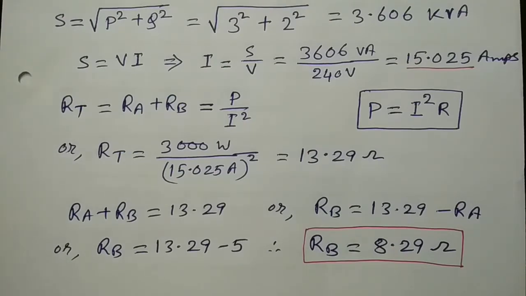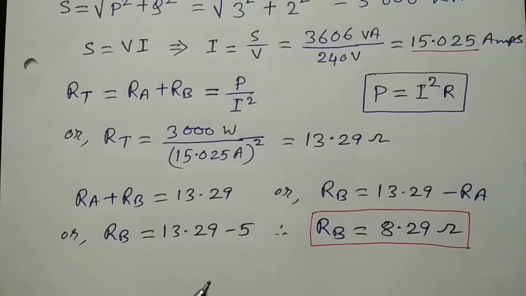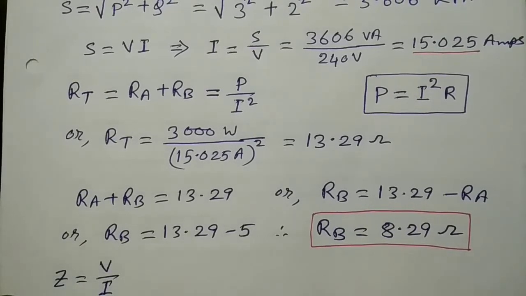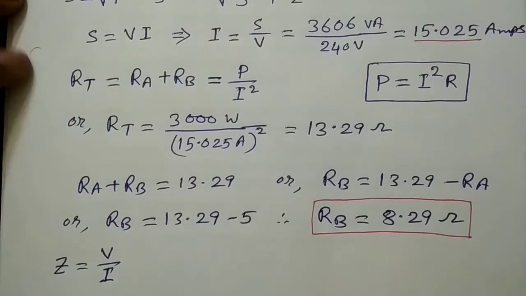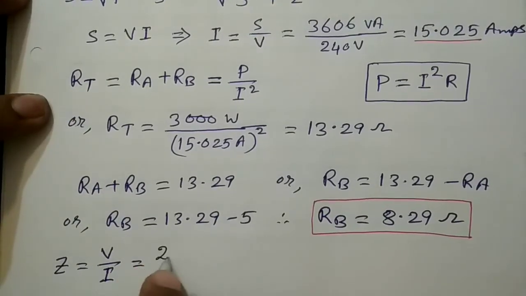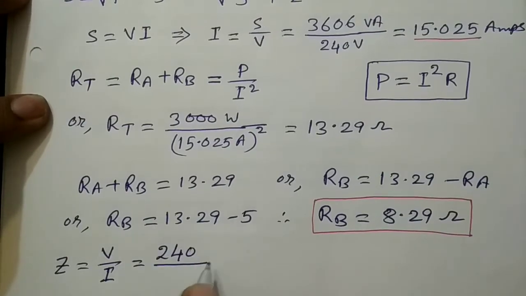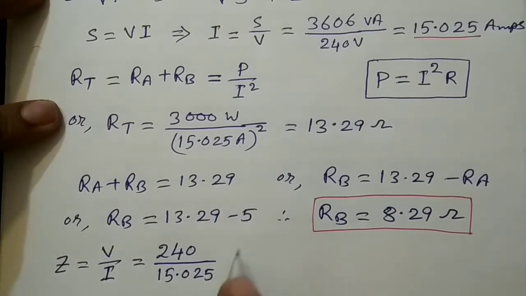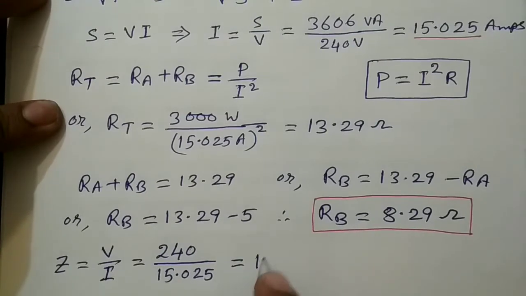In the next step, we will calculate the total impedance of the circuit. And as we know, the formula of the impedance is RMS voltage upon RMS current. In the question, the supply voltage is 240 volt and the current we have calculated as 15.025. So after solving this, the impedance value will be 15.97 ohms. This is the total impedance of the circuit.